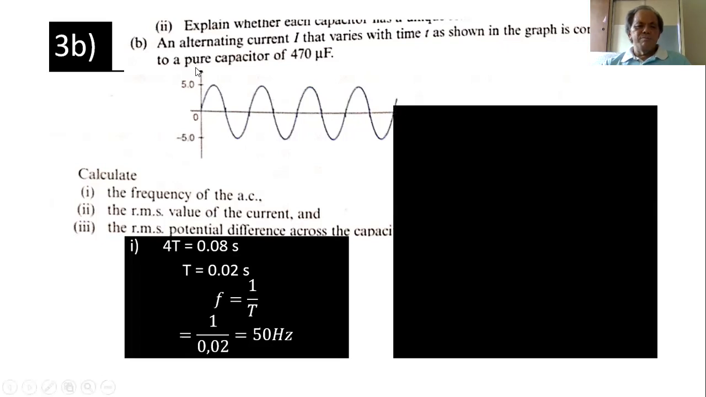What is the root mean square value? How to calculate that? Root mean square current is I peak divided by root 2. Sorry, I have to hurry up because our Zoom is finishing soon. So it's 5 divided by root 2.